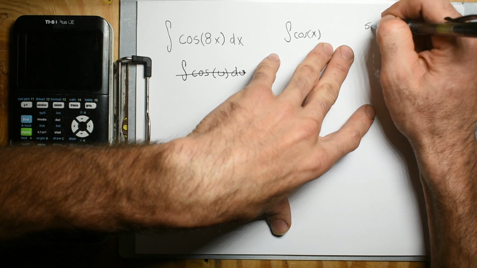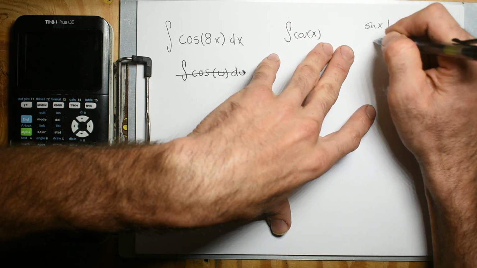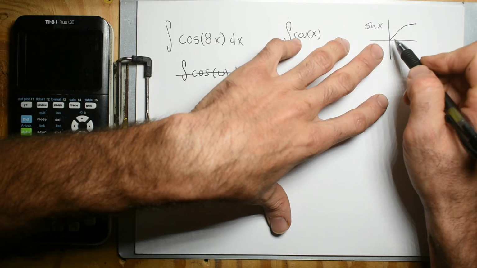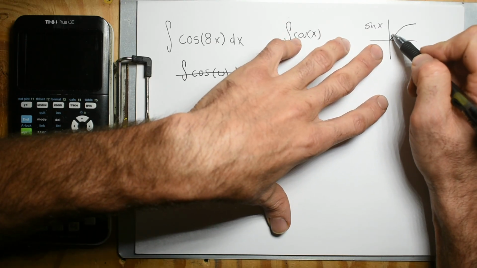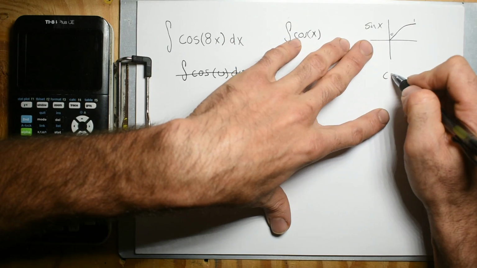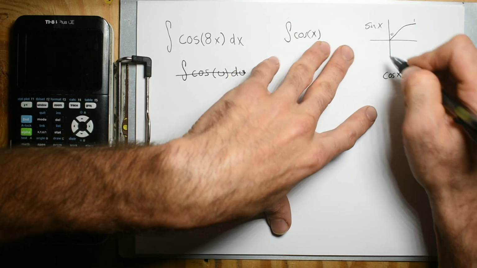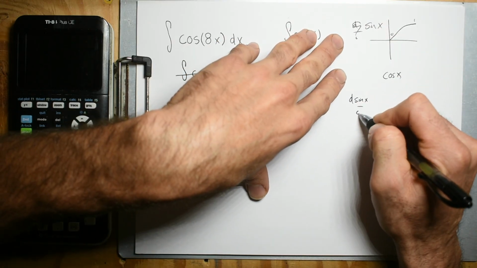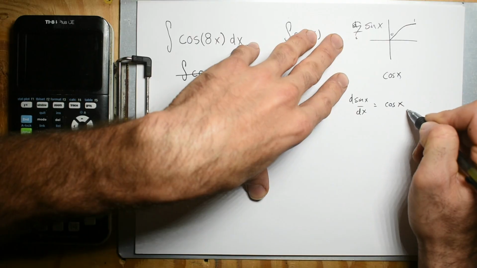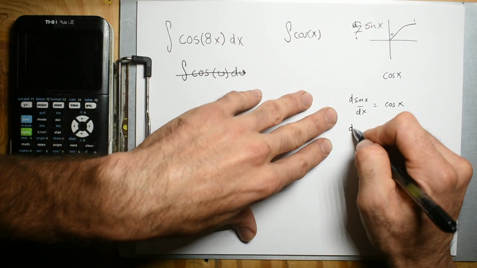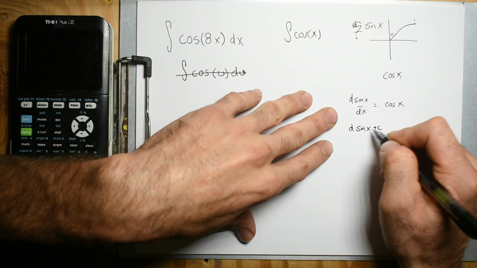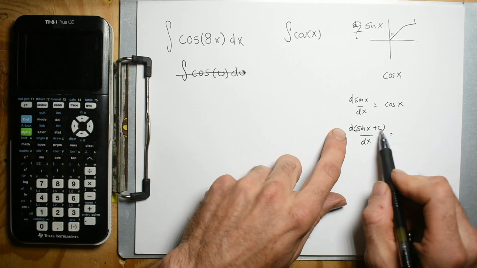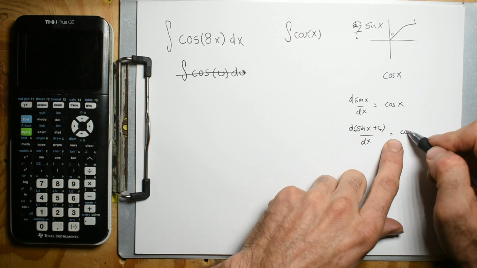But I'm going to draw my sine graph, sine of x. Looks like this. Slope of 1 goes to 0. So what equation starts at 1 and goes to 0? That's going to be cosine x. So the derivative of sine x dx is cosine x. Therefore, the derivative of sine x plus a constant dx is still cosine x, because when you take the derivative of a constant, it goes away.